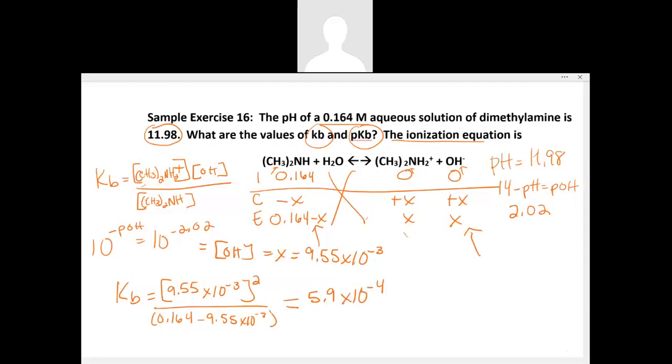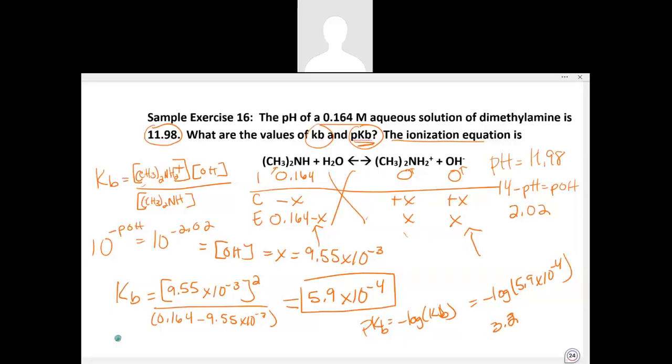Now, we want to find our pKb as well. Just like when we have hydroxide ion concentration and we want to find pOH, we take the negative log. We can do that here to solve for pKb. It's going to be just the negative log of our Kb, so that will be equal to the negative log of 5.9 times 10 to the negative 4. And this turns out to be a pKb equal to 3.23.